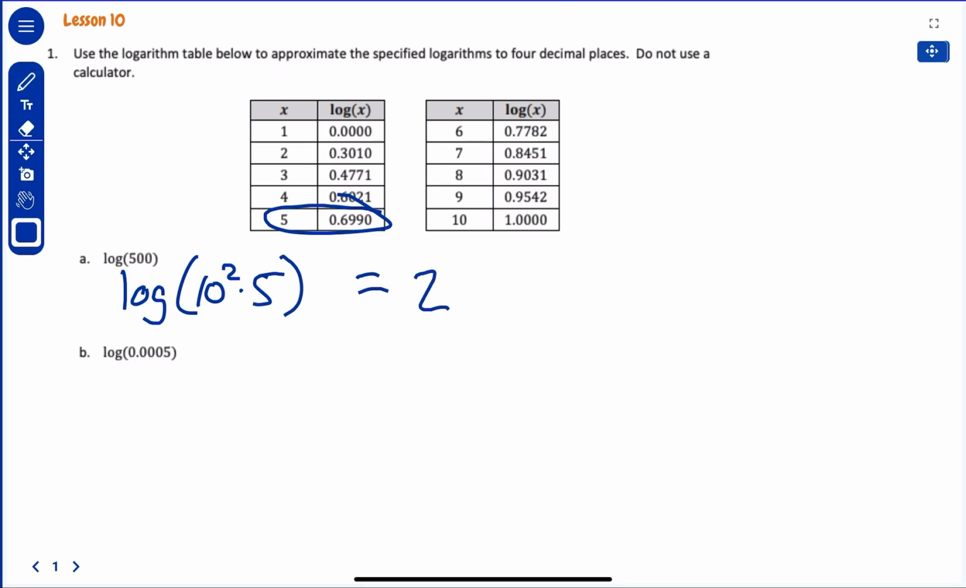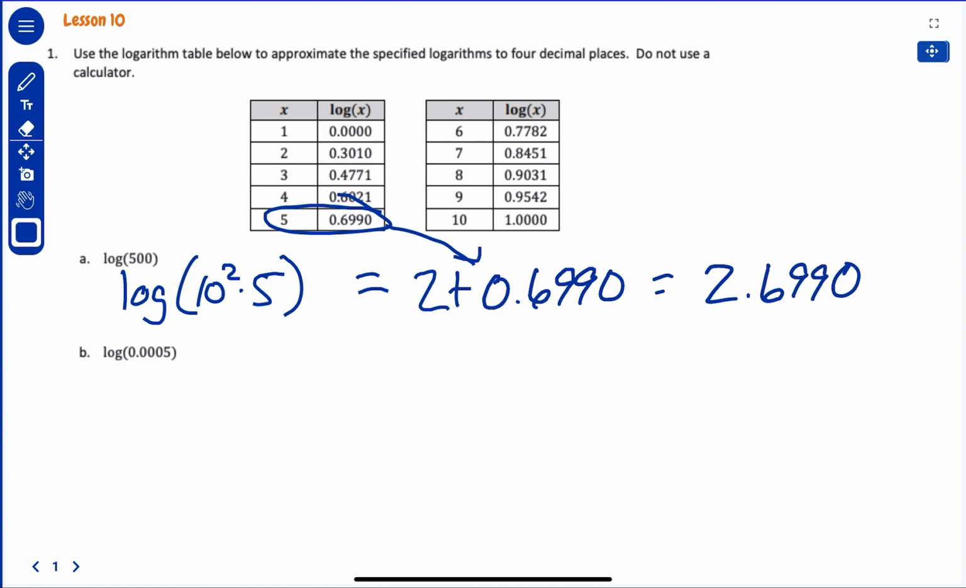Now, look, we have log 5. So all we have to do is add that. And we get 2.6990. Everybody understand that? See what we did?